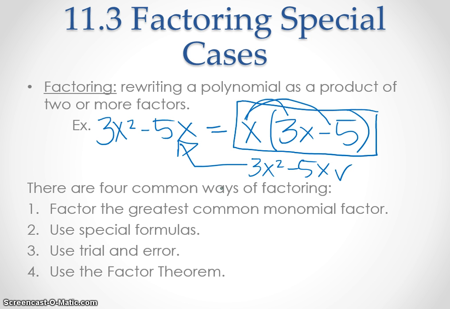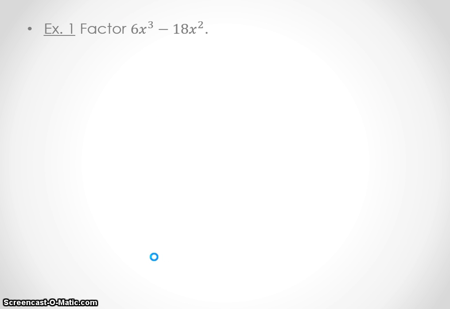Now, there are actually four common ways of factoring. First is factor out the greatest common monomial factor, which is essentially what I just did here. Two is using special formulas, which I'll show you. Three is using trial and error, which I'll also show you. And four is using the factor theorem, which we will learn about in the next unit, or actually 1.5, I believe it is. So we'll see that. All right, so your first example says factor 6x cubed minus 18x squared.